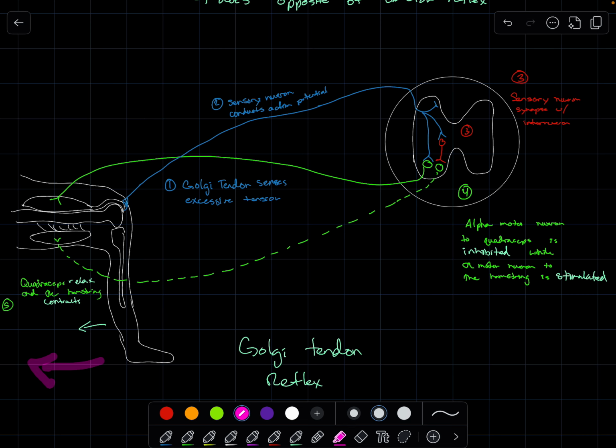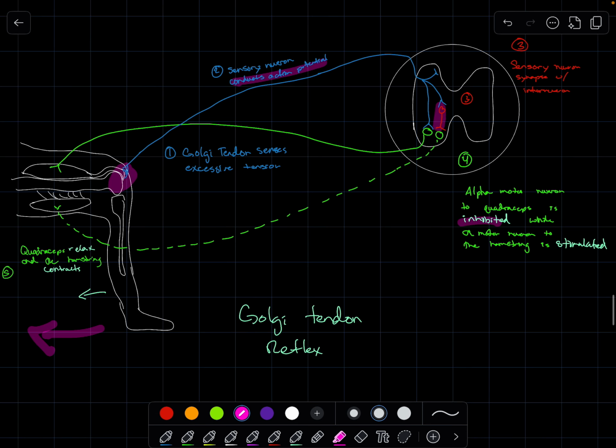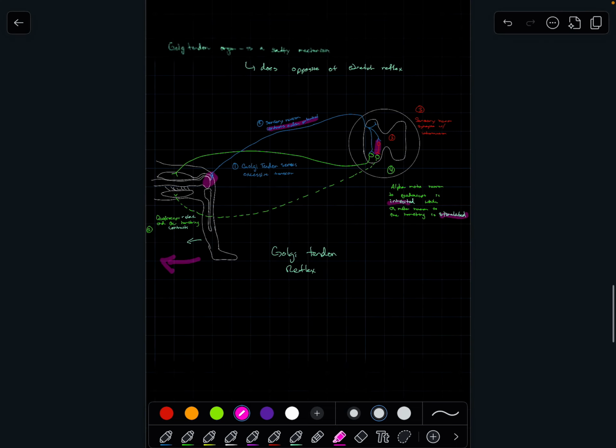So take a look. Here we go. Right here, it senses excessive tension. So we're going to send it through the sensory neuron. Again, it's going to conduct an action potential. Once it reaches the spinal cord, the sensory neuron is going to synapse with this interneuron, as well as the alpha motor neurons. However, the alpha motor neuron to the quadriceps is inhibited, while the alpha motor neuron to the hamstring is stimulated. So it allows us to go into the flexion state.